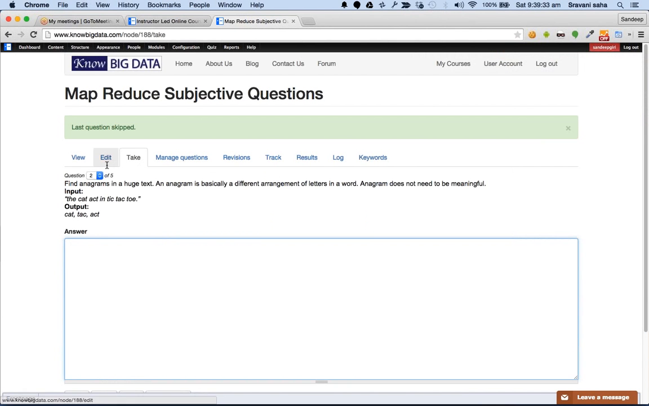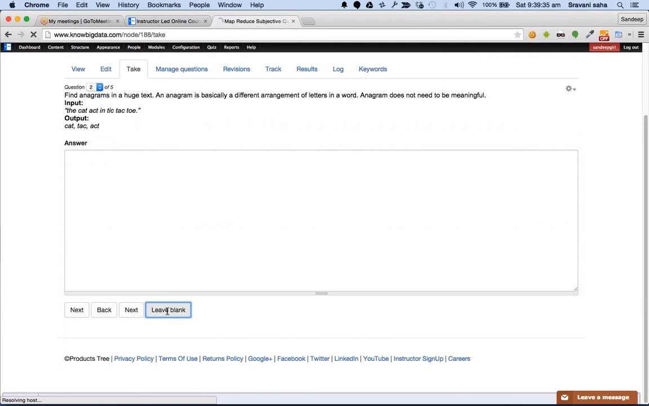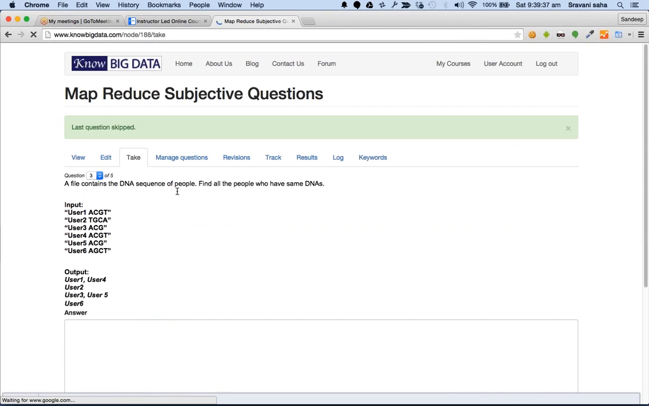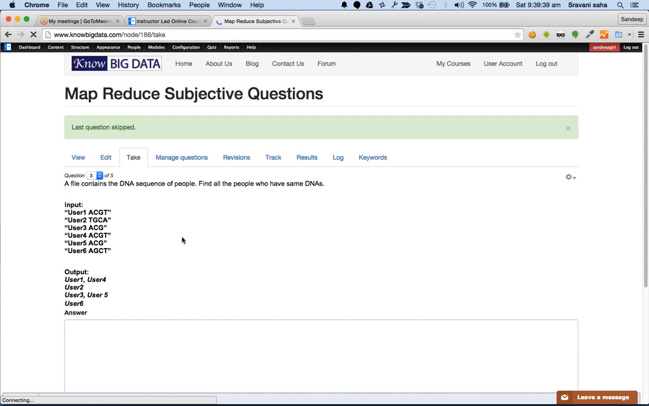The next question is, there is a file that contains the DNA sequences of people. Find the people who have exactly the same DNA. And the file contains user one and the DNA, and so on. So what would be the key and the value?